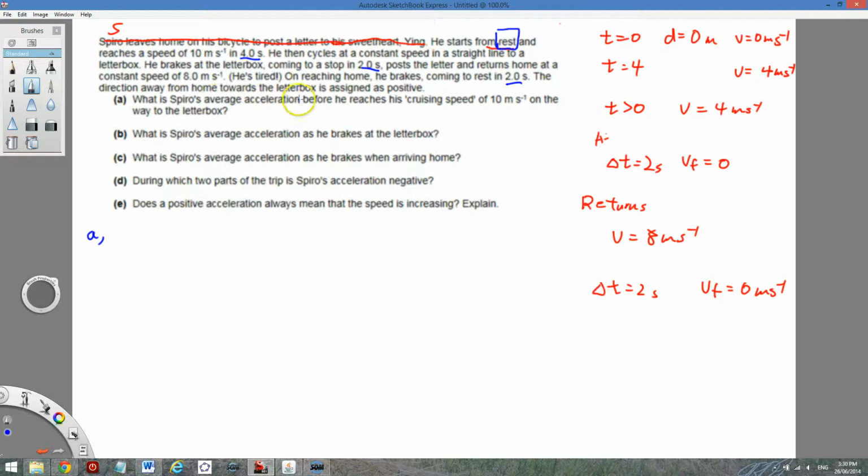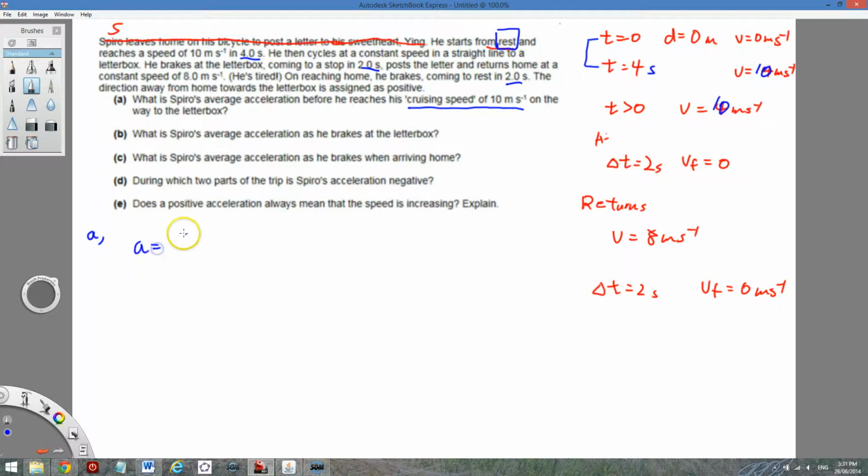What is his average acceleration before he reaches his cruising speed of 10 meters per second? Sorry, I made a mistake: 10 meters per second, in 4 seconds, on the way. So in this case, we are concentrating on the starting 4 seconds. We need to find its acceleration.